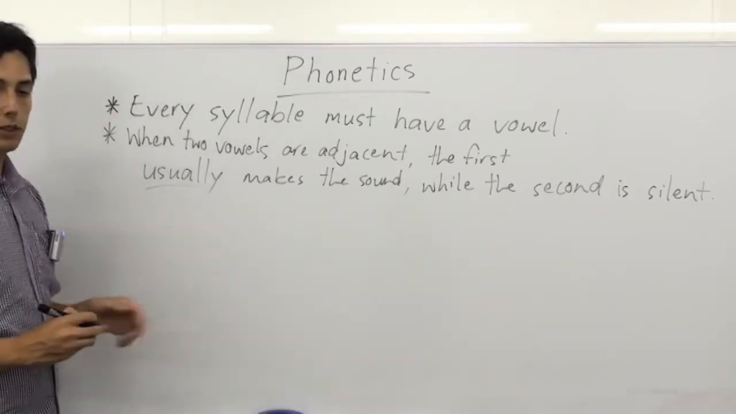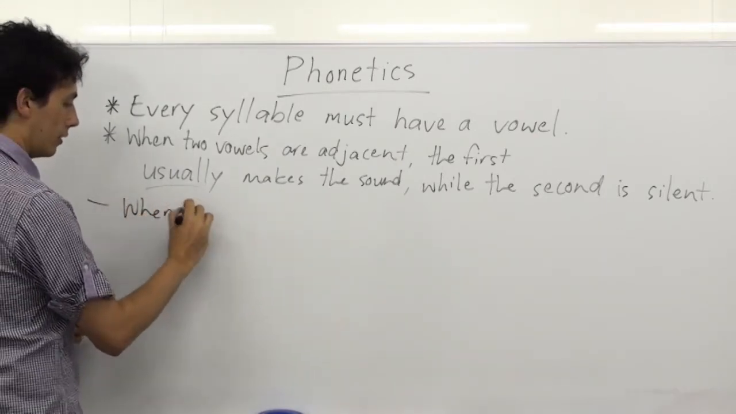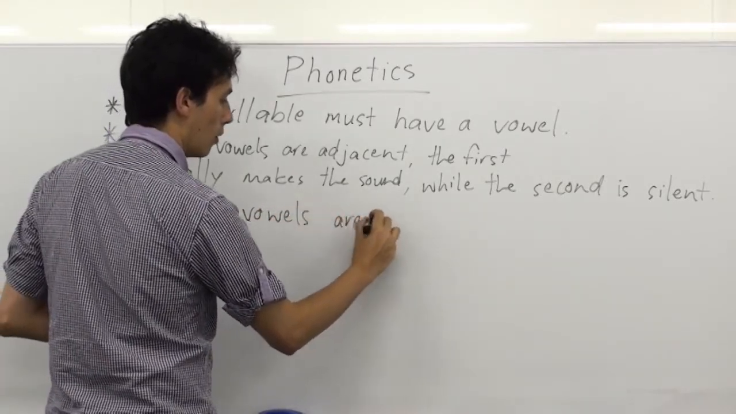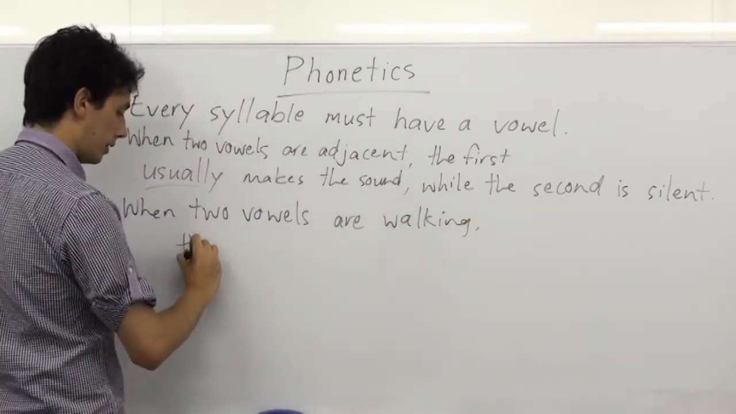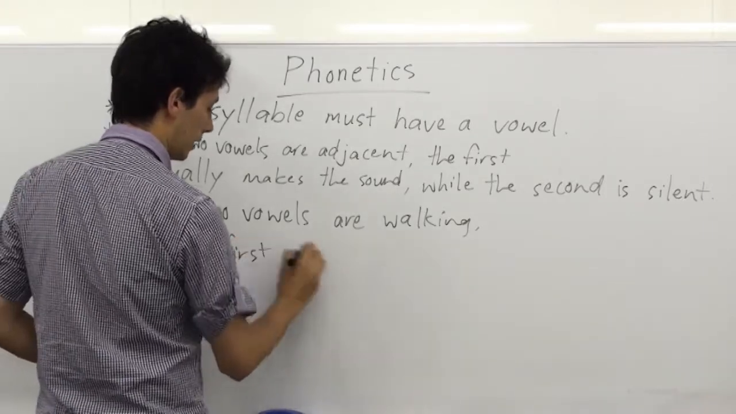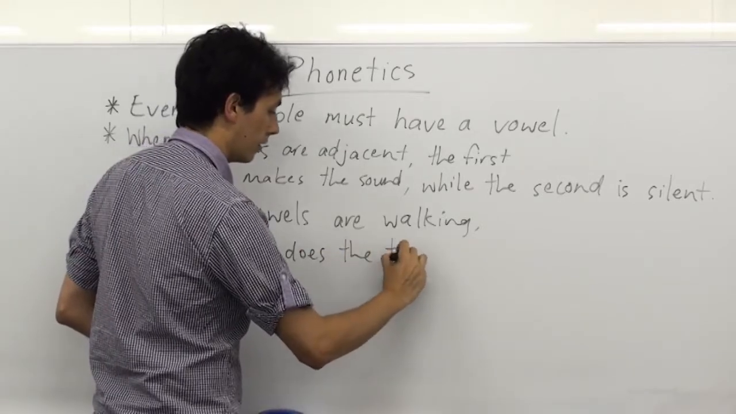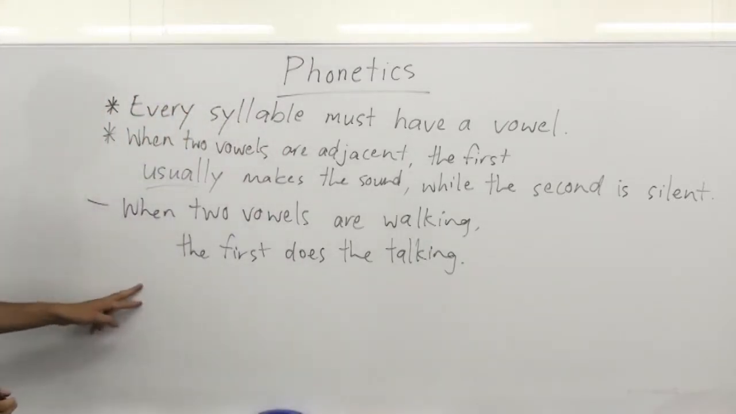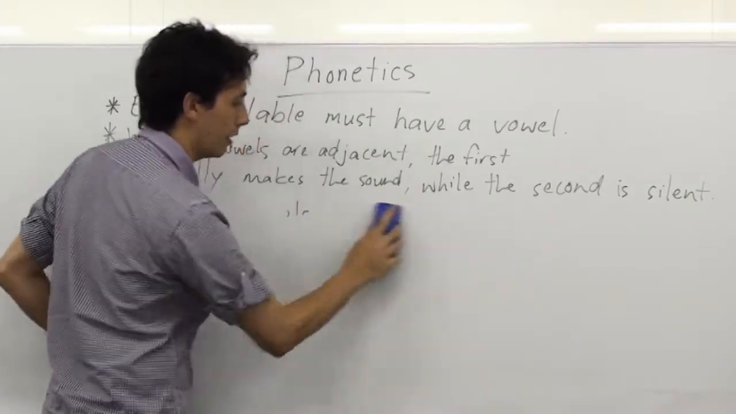We can remember this rule easily by saying, when 2 vowels are walking, the first does the talking. Okay, so when 2 vowels are together, only the first one does the talking. The other one is silent. Okay, but we need some room here, so I'm going to rub this out.